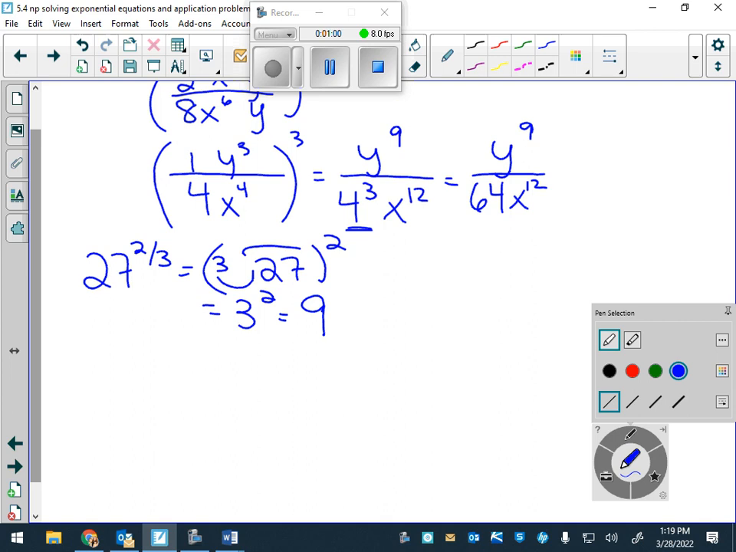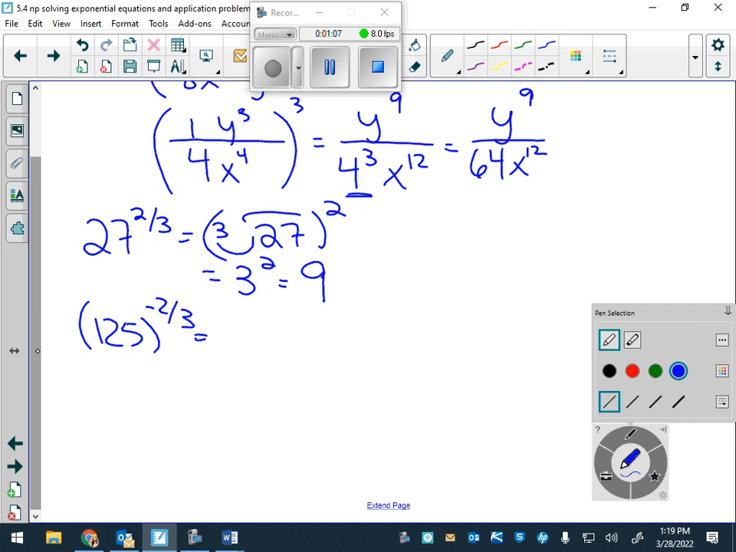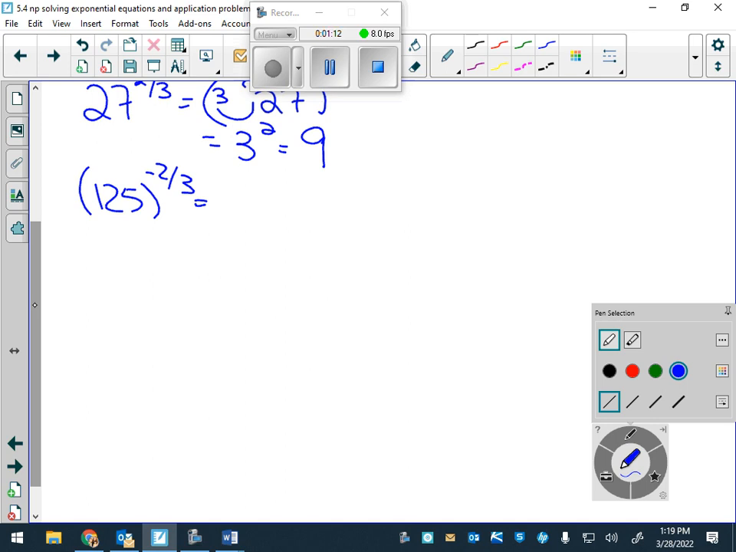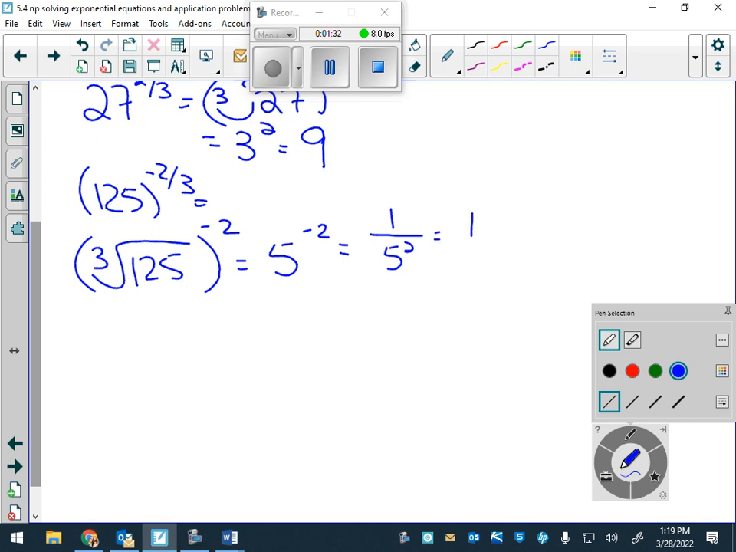9. Then the last one, number 3. A negative exponent does not mean that the fraction is the reciprocal. You rewrite it in radical notation: the cube root of 125 to the negative second. What's the cube root of 125? 5. 5 to the negative second, what happens with a negative exponent? Where does it go? Denominator. Then we have 5 squared, 1 over 25.